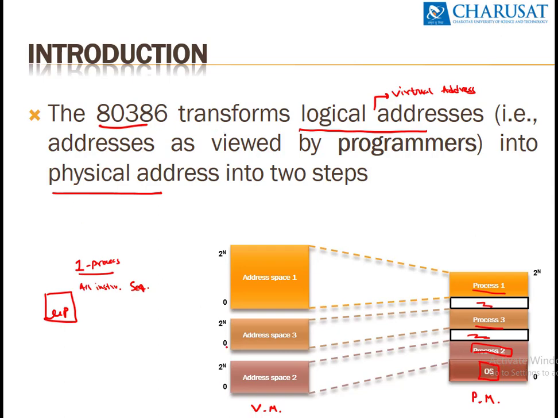What it does is, it appears that process 2's address space has a range of 0 to 2 raised to n. The processor can execute only one process at a time. Although the memory stores 3 processes in this example, process 1, process 2, and process 3, with respect to the microprocessor it appears that only one process is currently available in memory, and it occupies the whole memory, 0 to 2 raised to n. That is because of virtual memory.